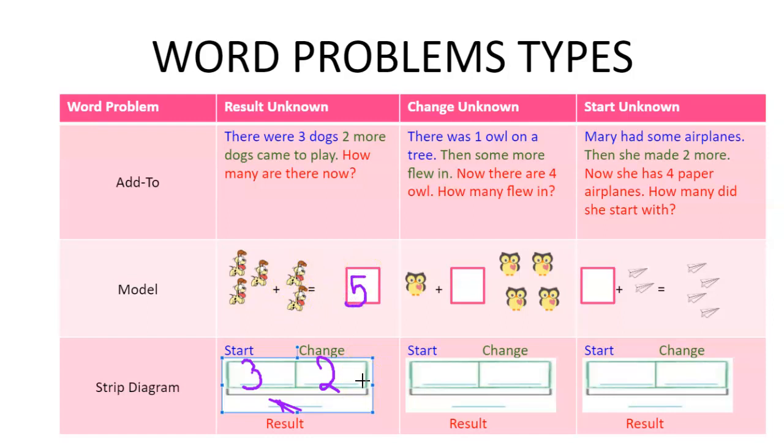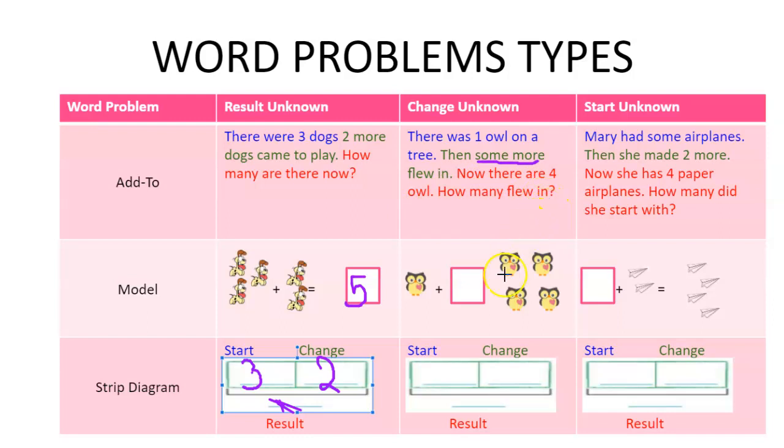Okay. The next type of word problem is where the change is unknown. What happened is what we don't know. So let's go ahead and read the problem. There was 1 owl on a tree. Then some more flew in. Now there are 4 owls. How many flew in? So if you listen to the story, there was 1 owl in the tree. Some more flew in. It says some more flew in, but it doesn't give us the amount. It doesn't give us a number. It just says some.